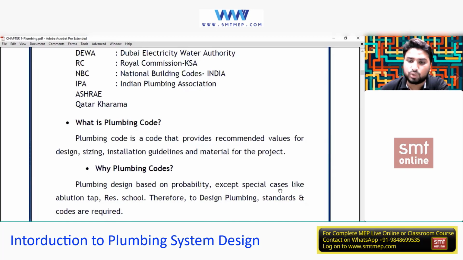Not all cases are probability, because we do have some special cases also, where the fixtures are used at the same time and continuously. So what are those special cases? Case number 1 is the ablution tab. What is an ablution tab? An ablution area is where we perform wudu, like before offering prayer, we go and wash hands and face and all this.